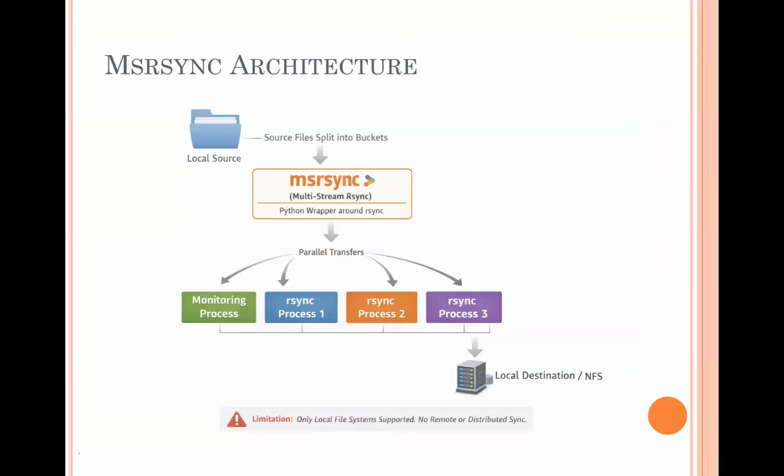Now I will briefly explain the architecture of MSRSync, which we use as the base system. The working process consists of three main steps. First, the tool scans the source directory and prepares a complete file list. Second, this file list is divided into multiple chunks or buckets. Third, multiple parallel rsync processes are launched, where each process transfers one chunk of files. Because of this parallel execution, MSRSync performs faster than traditional rsync for larger datasets.